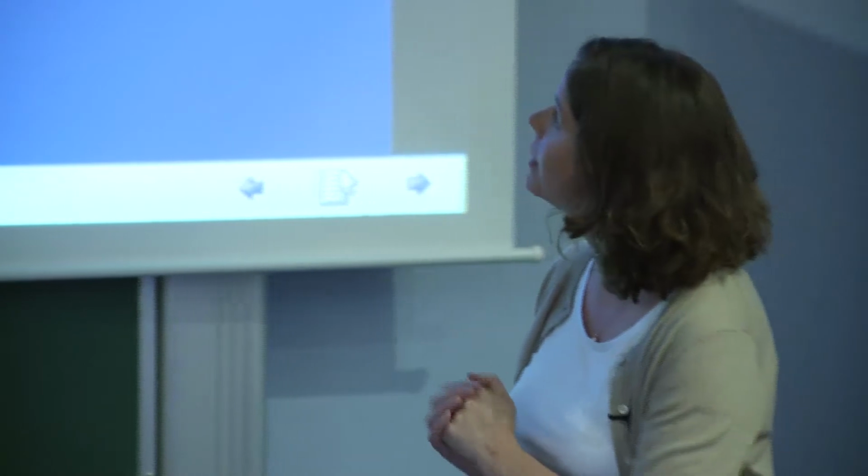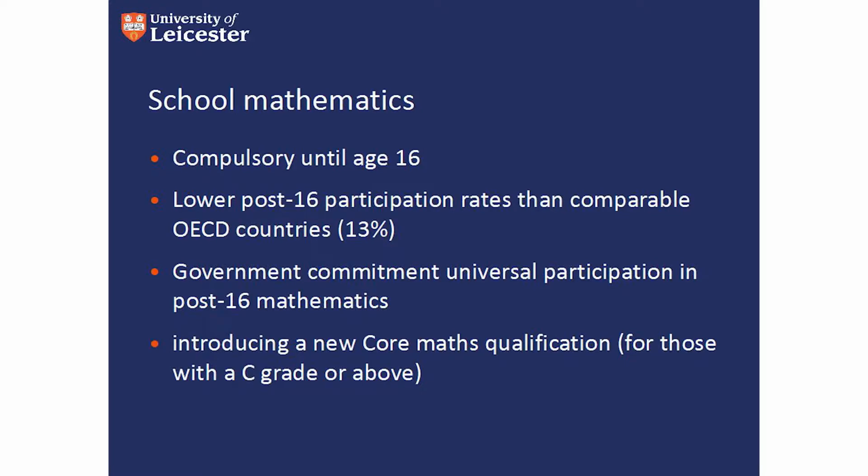So I teach undergraduates, master students, doctoral students, who maybe have studied sociology or education at university, and they will not have had to engage in any maths since they were 16. And that's not uncommon in England. It's uncommon compared with everywhere else, but it's not uncommon with England. And I think the idea is that we have amongst the lowest participation rates post-16, so after the GCSE, than comparable OECD countries. Only around 13% of students who remain in education do any mathematics after the age of 16.